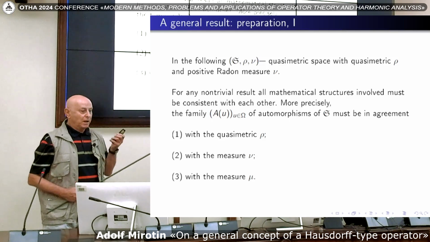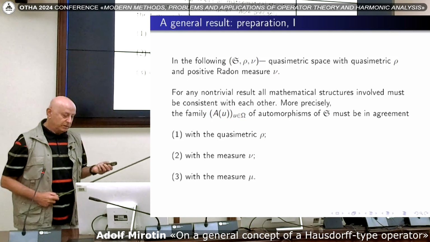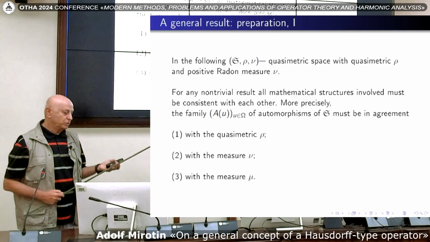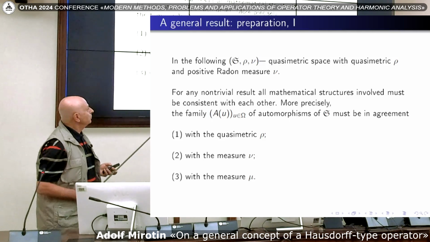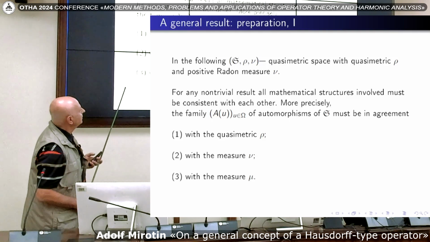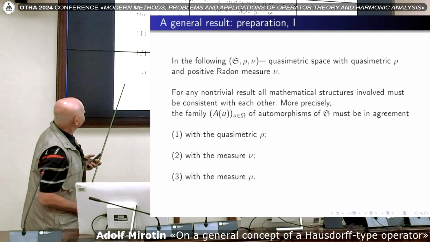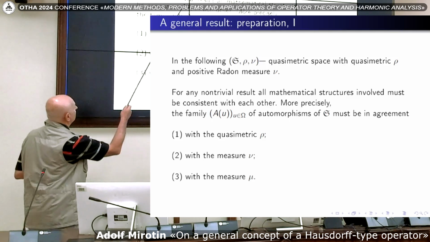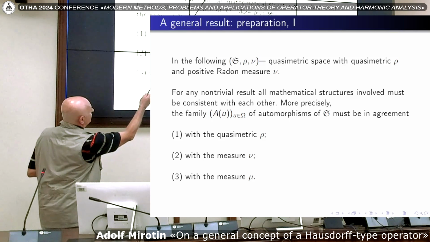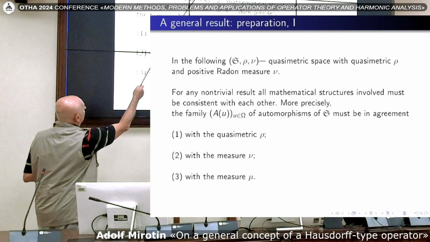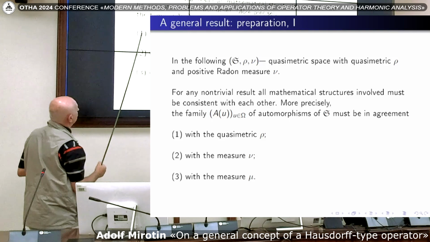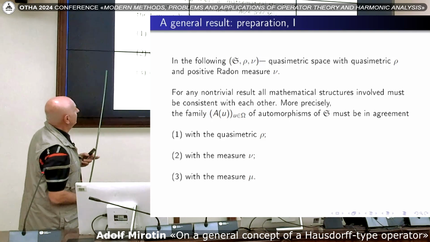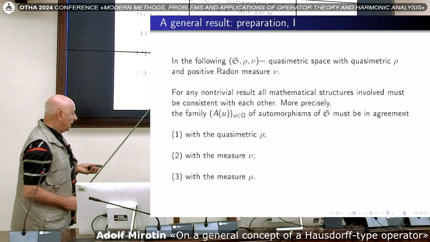Now I want to present a result. We can choose a concrete category, say the category of topological spaces, metric spaces, topological groups, and so on. But I want to present a result for a general category K. In order to do this, I assume that our set S is also a quasimetric measure space with quasimetric rho and positive Radon measure nu. And for any nontrivial result, we have several structures here.